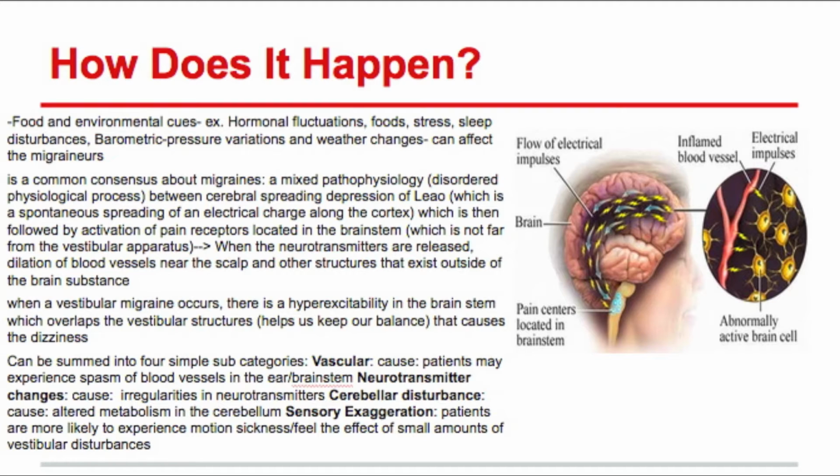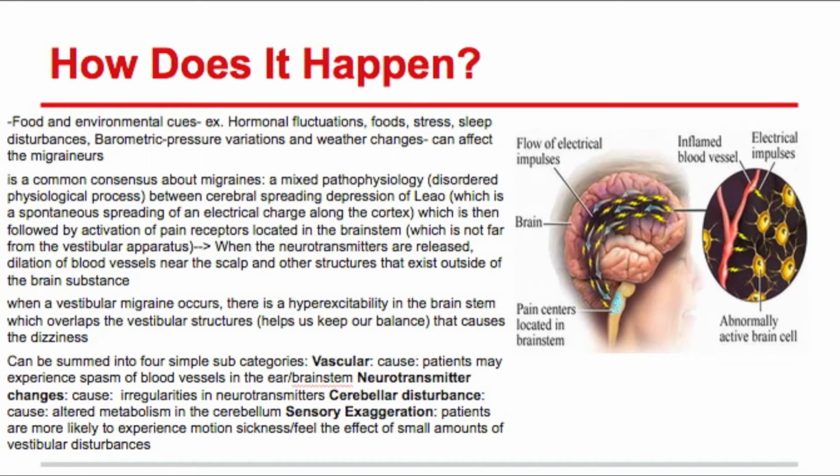Well, I'd like to start off with saying that food and environmental cues play a very big role in the effect of the migraine. Things such as hormonal fluctuation, food, stress, and sleep disturbances may affect the migraine. Things like barometric pressure variations, which is atmospheric pressure, and weather changes can also be an effect. But how does the migraine actually happen?